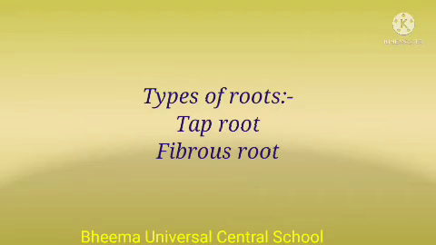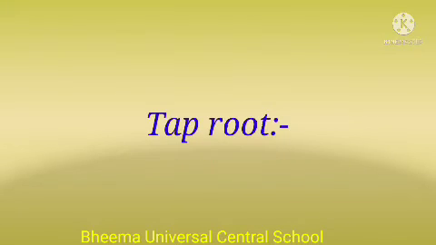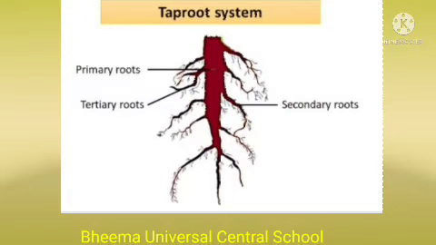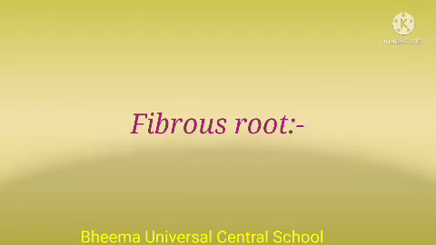Types of roots. There are mainly two types of roots, taproot and fibrous root. First we will see taproot. When a single root comes out from the seed, it is called taproot. The main root is called primary root. Small branches come out from the primary roots, which are called secondary roots. The primary root is thicker and secondary roots are thinner. Example, mango.